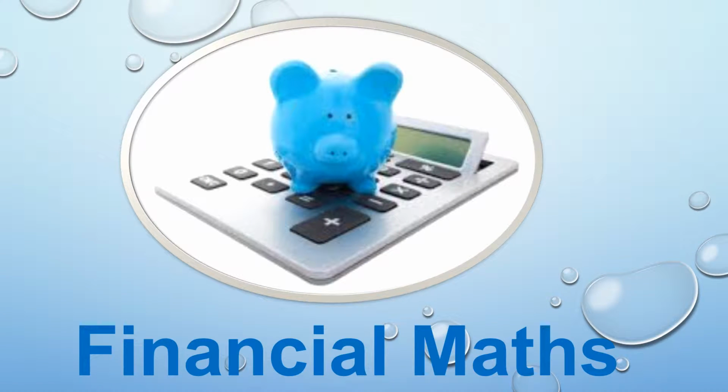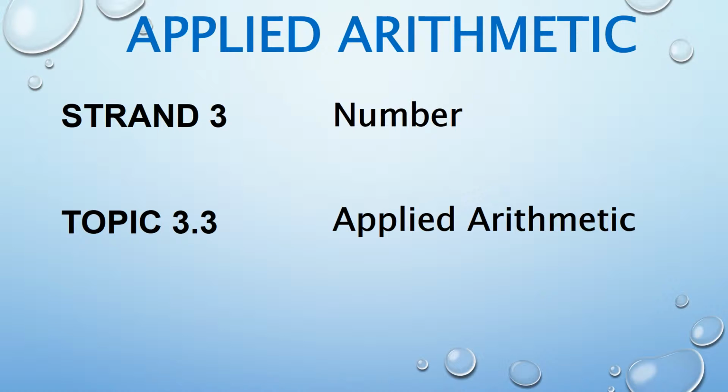I have chosen to do this podcast on financial maths, which will be taught at Junior Cert higher level. Financial maths, or applied arithmetic, is a core part of the syllabus at both ordinary level and higher level. It comes under strand 3, the number strand, and in the syllabus it is topic 3.3. Financial maths is covered at the Common Introductory course in first year, and it is also covered at both ordinary level and higher level.